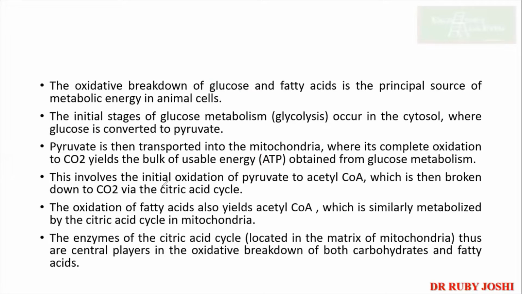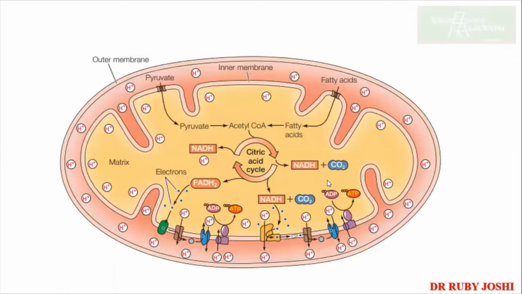Okay, so this involves the initial oxidation of pyruvate to acetyl CoA, then it goes to CO2 via the Krebs cycle. Now the oxidation of fatty acids will also give you acetyl CoA, which is similarly metabolized by the Krebs cycle in the mitochondria. So the enzymes of the Krebs cycle, which are located in the matrix of mitochondria, are the main players in the oxidative breakdown of both carbohydrates and fatty acids. We know this as well, okay? Now, this is just the overview.